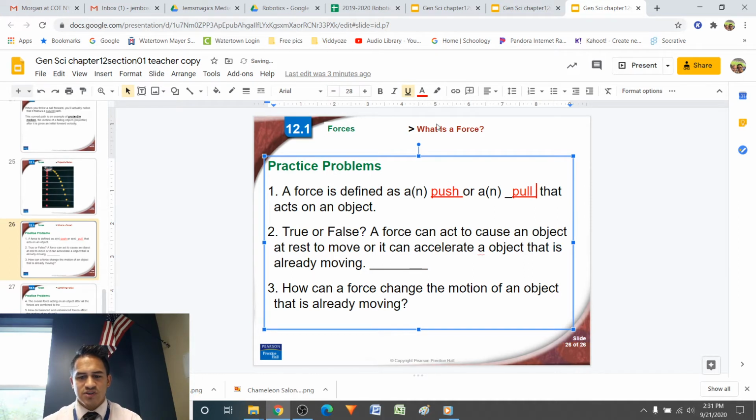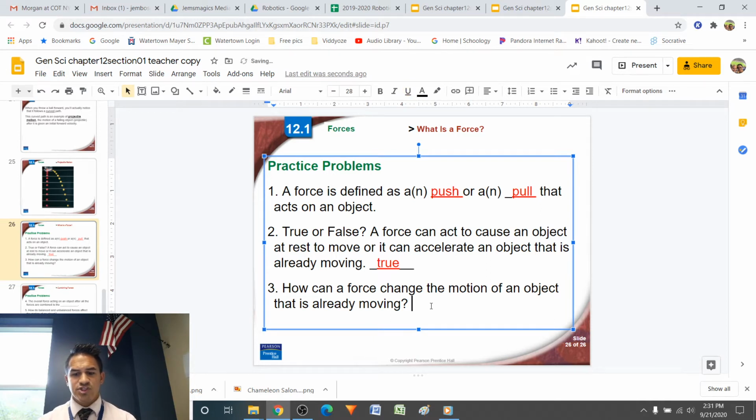Number 2, true or false, a force can act to cause an object at rest to move, or it can accelerate an object that is already moving. So that is true, right? Forces cause objects that are not moving to begin moving, or it causes objects that are already moving to accelerate, either speed up, slow down, or change direction.